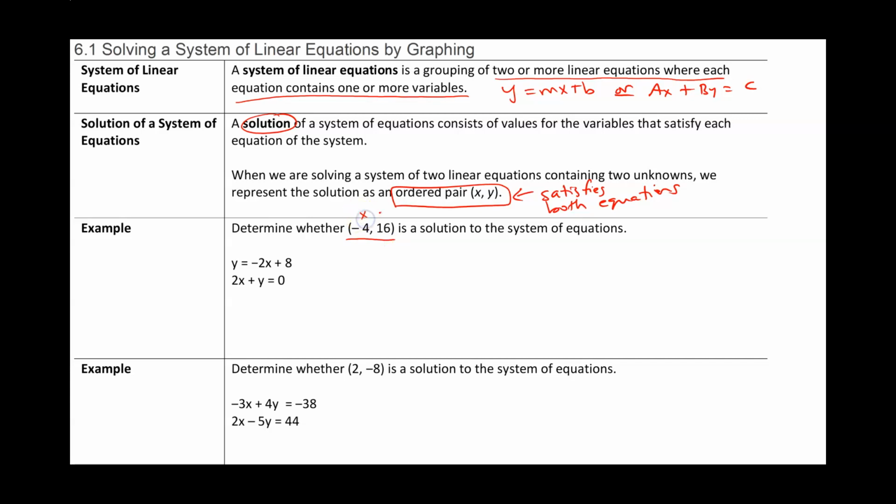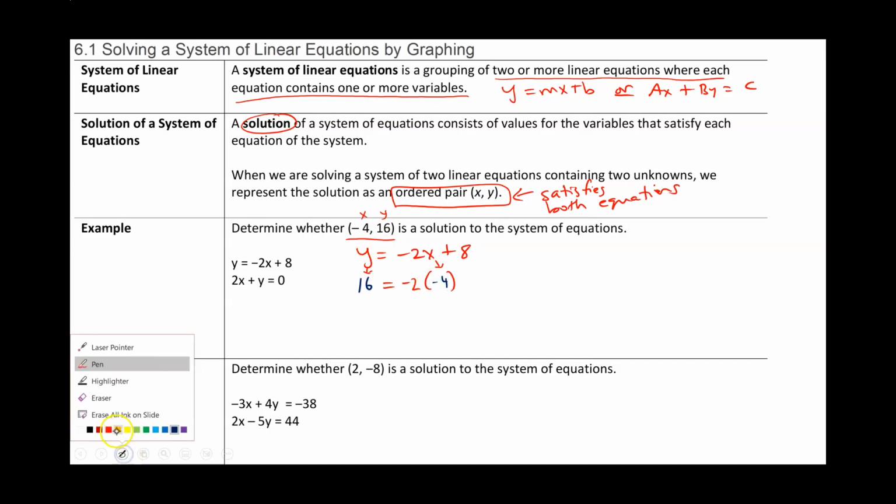So negative 4 is the x value and 16 is the y value. To check to see if this is a solution, we're going to plug it into both equations. So the first one is y equals negative 2x plus 8. Now, since the x value is negative 4 and the y value is 16, we're going to replace the y value with the 16. Everything else we keep the same, the equal sign, the negative 2. But then when we get to the x value, that x value is going to get replaced with a negative 4. And then we still have the plus 8. So the x and y got replaced with the respective values, which are negative 4 and 16.